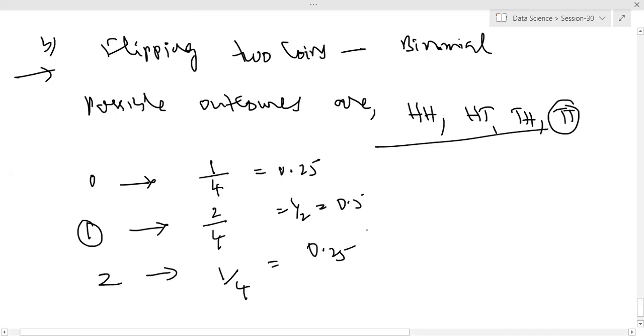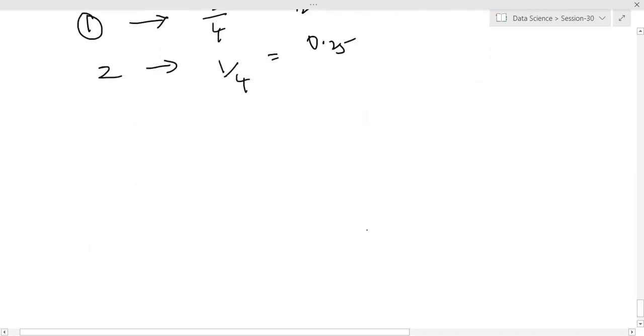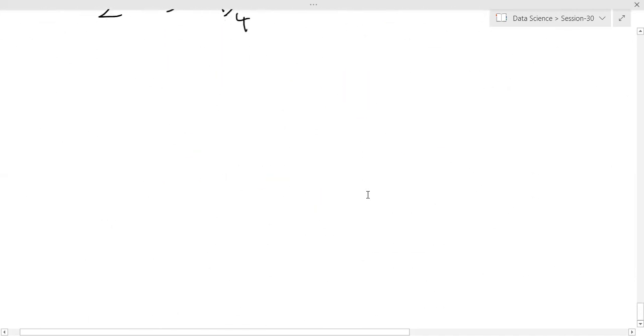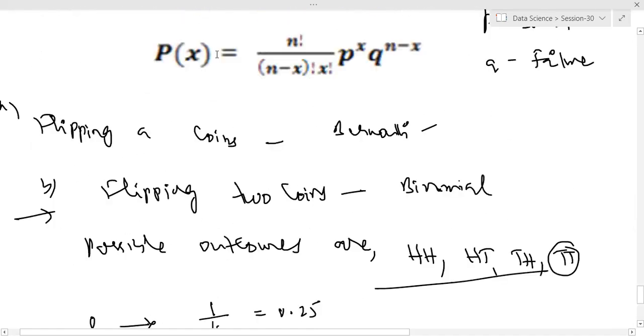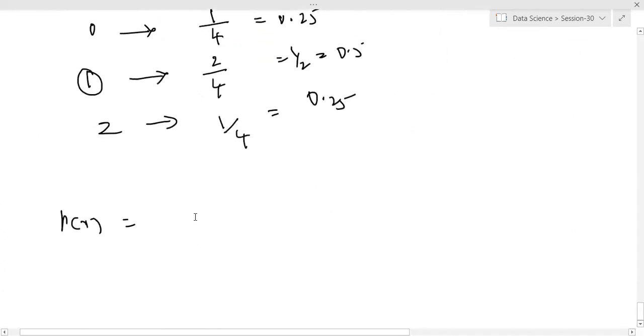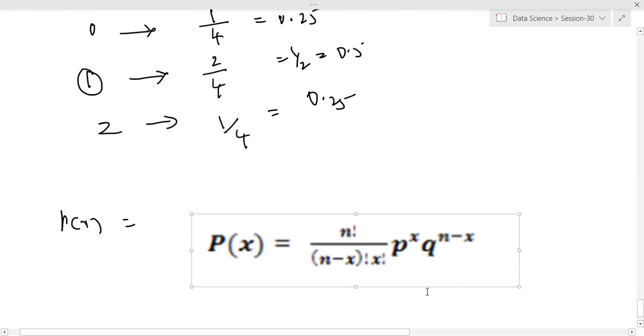So you may ask me, what is the relation between these two? Now there is an equation. Let me write the equation here. P of x equals, what is the equation, friends? N factorial... let me copy it, and we'll make use of that equation here also.